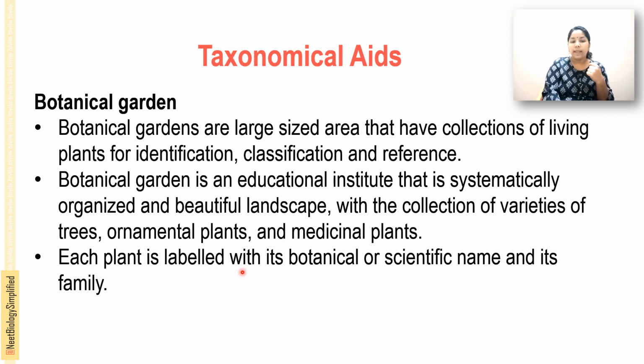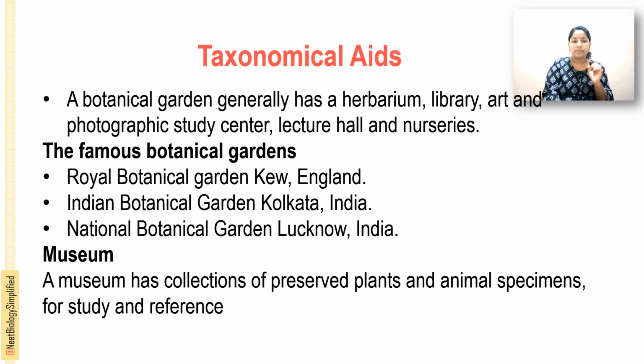Each plant is labeled with its botanical or scientific name and its family. Whoever visits a botanical garden can see that there is a label on the trees or the plants. That label contains its botanical name and its family, or scientific name and its family. A botanical garden generally also keeps a herbarium; there will be a library, art and photographic study centers, lecture halls and nurseries.